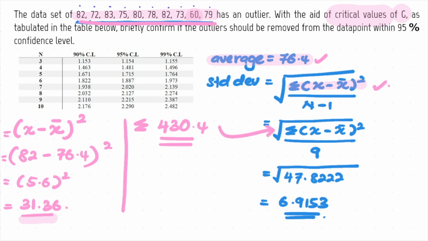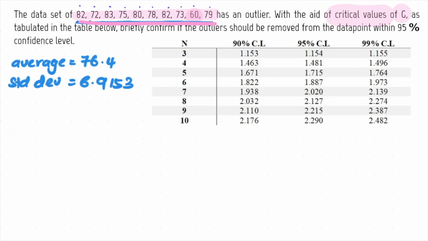So in other words, for the calculation of the standard deviation, you can also write it like this: 430.4 divided by 10 minus 1. Therefore, you will get this value here, and at the end you shall get 6.9153 as your standard deviation. Okay, so just a short recap. We have calculated our average to be 76.4 and our standard deviation to be 6.9153. What's left for us to calculate is the G test.